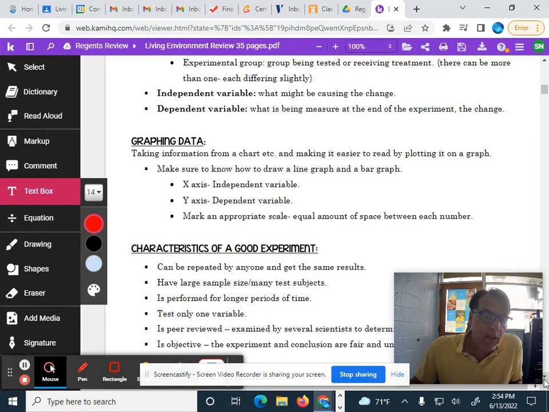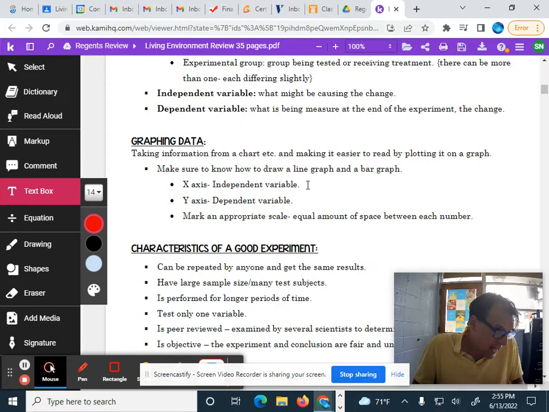Graphing, you're definitely going to have to graph on the Regents exam. The x-axis gets the independent variable. That's the one that you changed. That's the manipulated variable. The y-axis is going to be what you're going to be measured. So make sure you have an appropriate scale. That means you have the equal amount of space between each number you put. If it goes by ones and you're going to skip a space between 1 and 2, make sure you skip a space between 2 and 3, and so on and so forth. It's got to be the same.